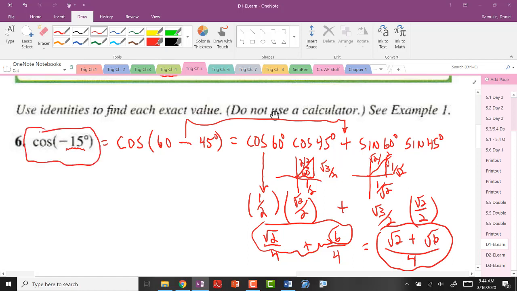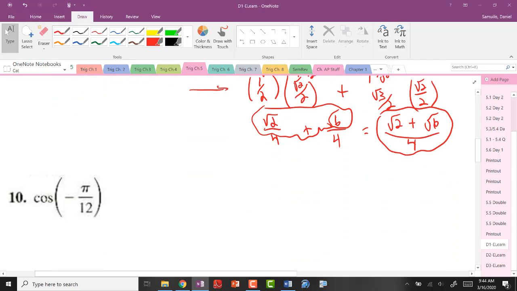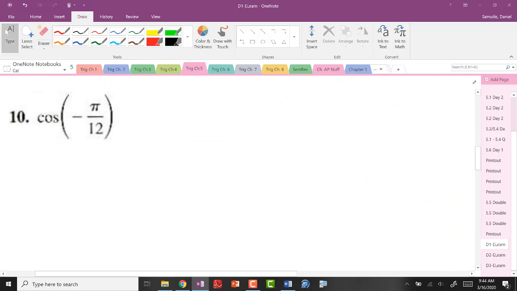So we need to see that work. We need to see these plugged in. Work shown. Oh, no. Now we got radians.